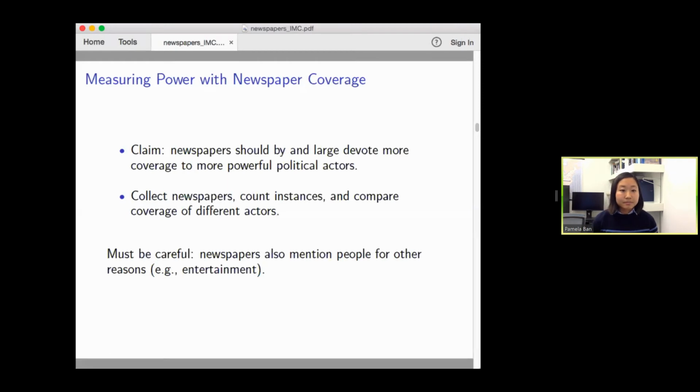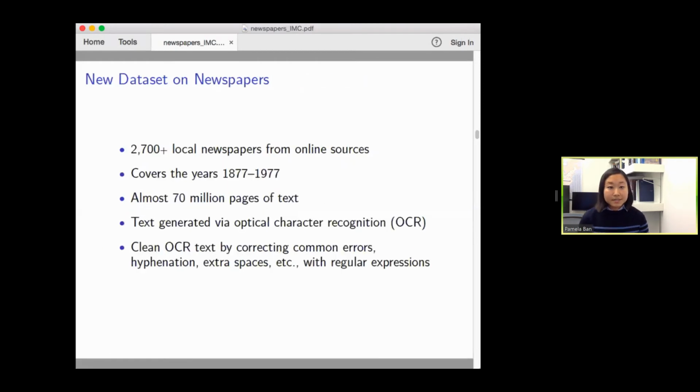about this. And so just to give you some details on our new data set on newspapers, we have culled over 2,700 local newspapers from online sources, mainly databases such as newspapers.com and newspaperarchive.com. Our coverage covers the years 1877 to 1977, so we have a century's worth of coverage here. And it contains almost 70 million pages of text that has been converted into digital text via optical character recognition.